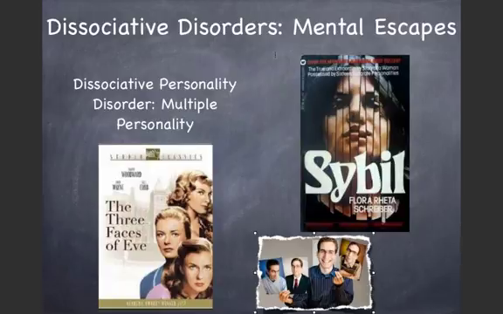It occurs about 90% in women, and 95% of those people who have dissociative identity disorder have a history of severe physical or sexual abuse. Now, the examples that I've shown you above, The 3 Faces of Eve, is a true story of a woman who had 3 very different personalities.